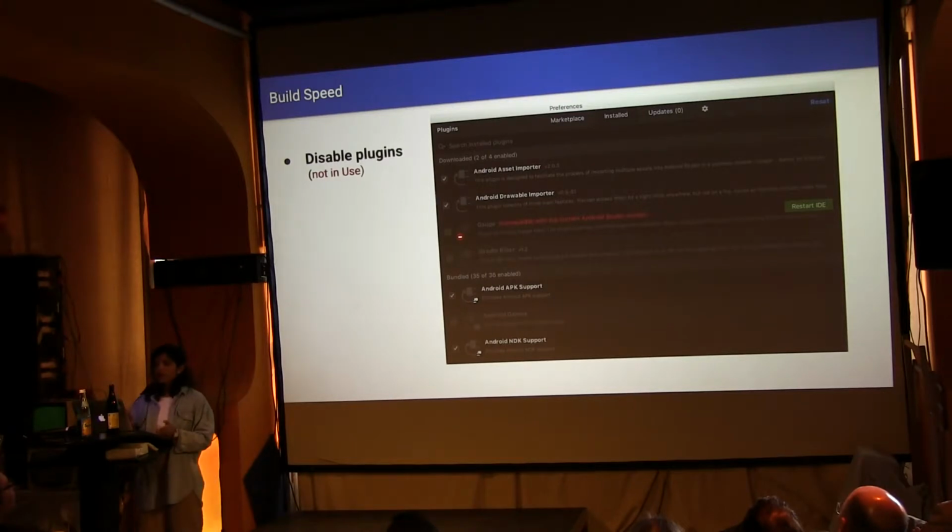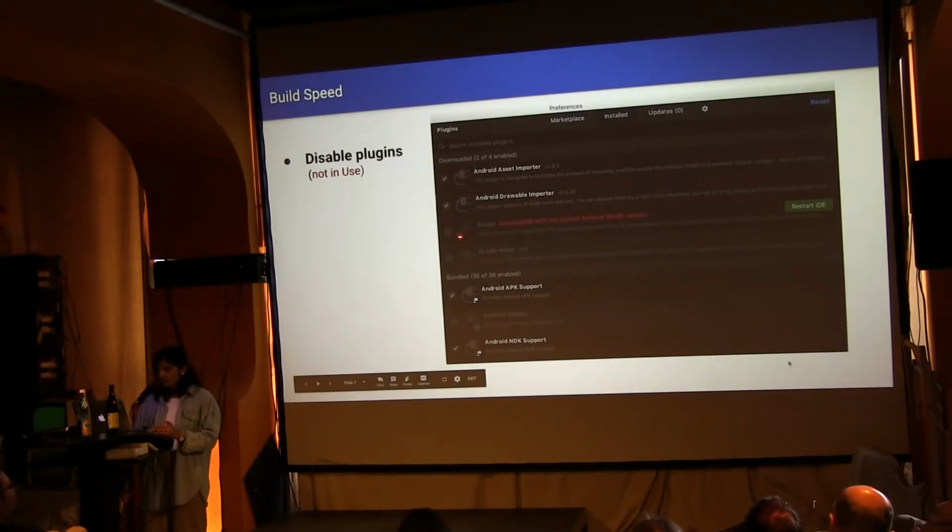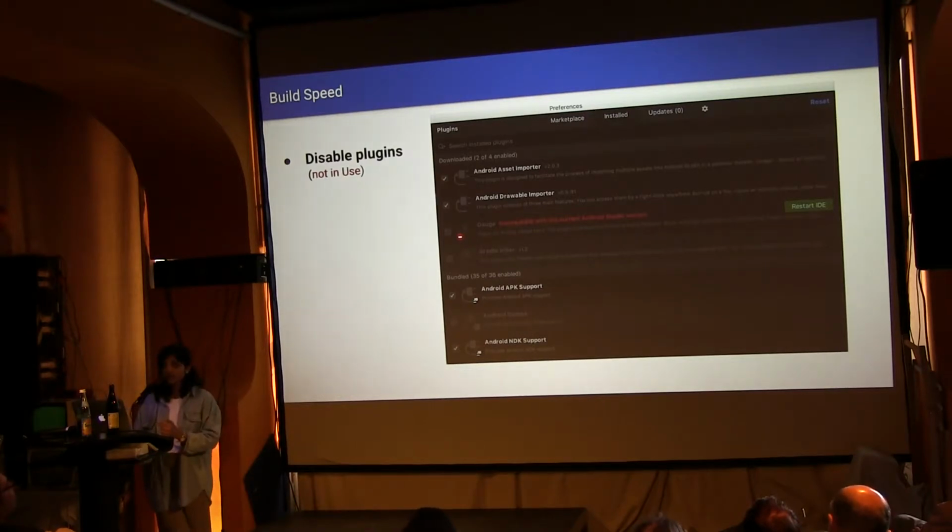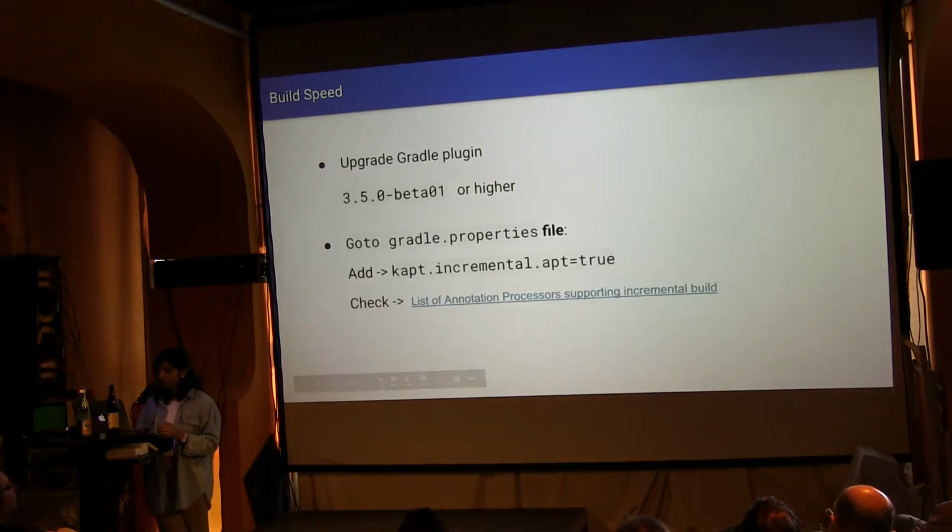Because there was some bug related to the C++ plugin where it was automatically, in the background, trying to do some fancy thing that was not required, even if the project was not using an NDK. I think that was fixed, but again, if you have any plugin that is staying in this list for a longer time that you're not using, just go and disable it. Maybe it will improve your build speed.